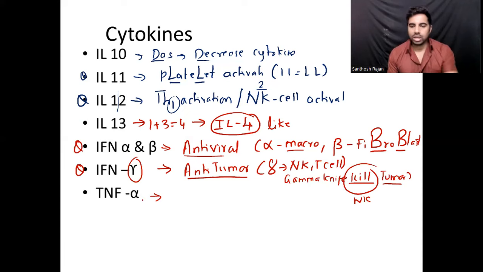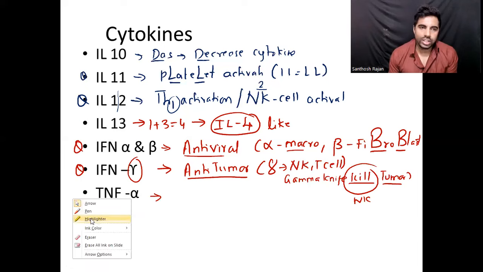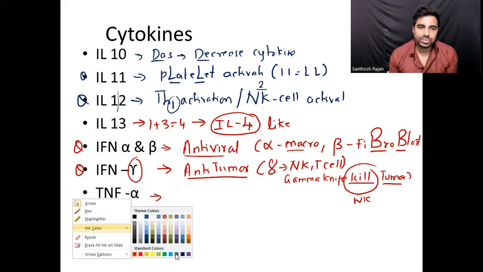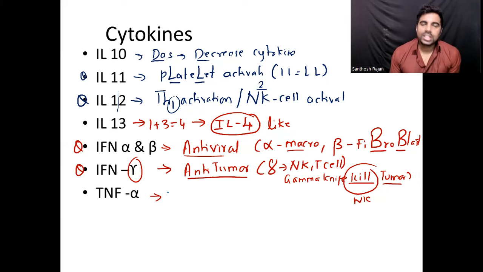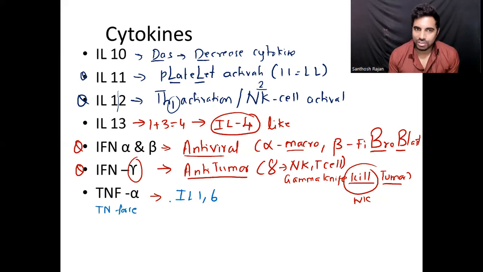Very, very tricky one. I have to say a few more things here also. Before that, I'll first finish TNF alpha. It's better. So here what happened? TNF alpha. See, Tamil Nadu police force is always number one. That means interleukin 1 and 6 are friends. I already told you, they are the friends of this one.